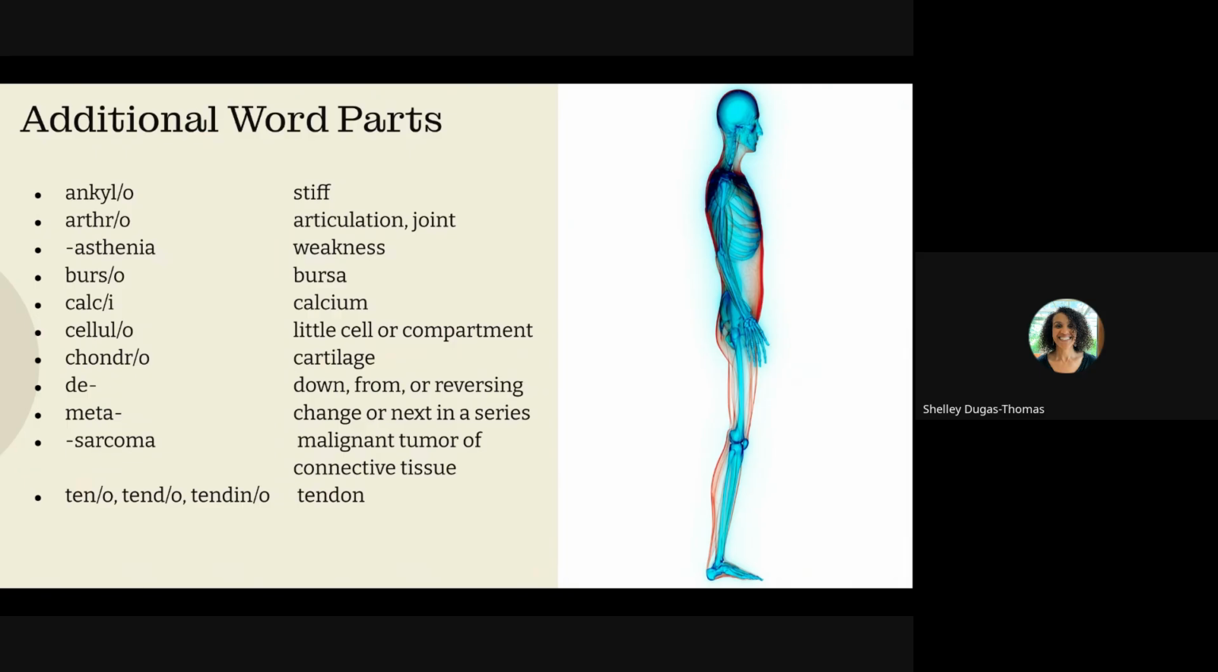These are crucial prefixes, suffixes, and roots that modify our skeletal terms. Ankylo means stiff or crooked. If a joint is permanently stiffened, it is ankylosed. Asthenia means weakness, for example, myasthenia gravis. Myasthenia means muscle weakness. Sarcoma means a malignant tumor of connective tissue. A cancer originating in the bone is osteosarcoma.